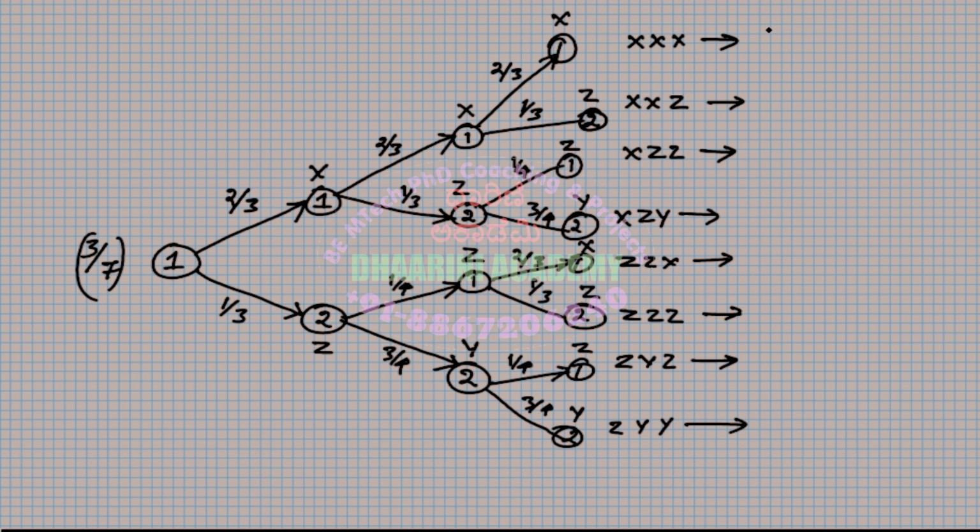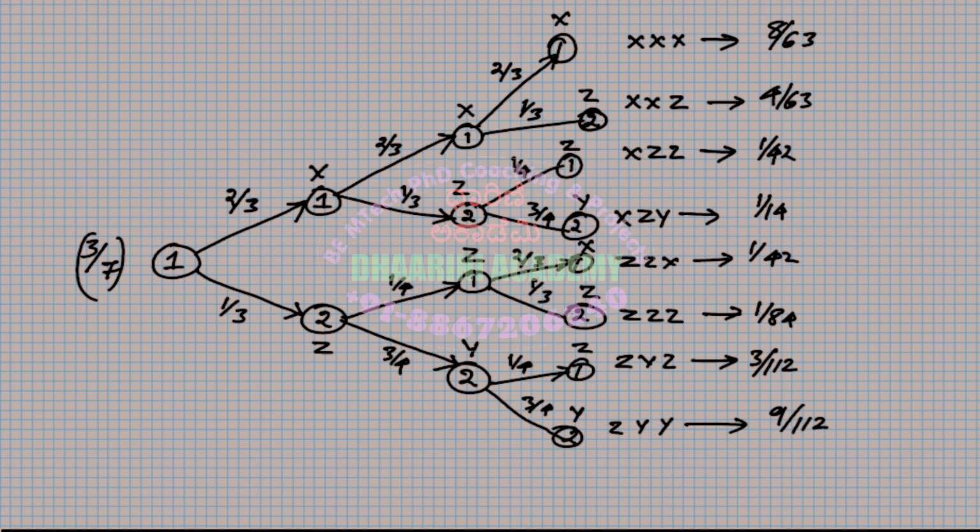So what's the first value? 8 by 63, 4 by 63, 1 over 42, 14 by 42, okay, 9 by 112. So this is one set.